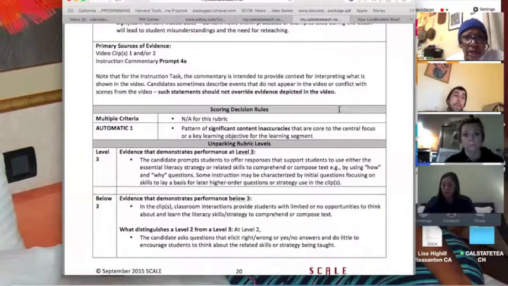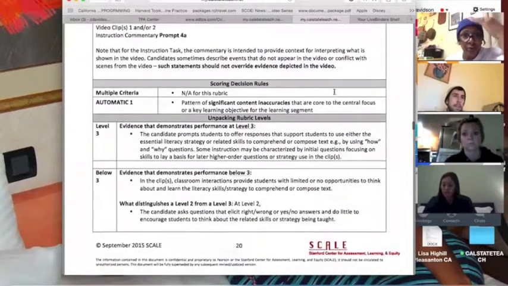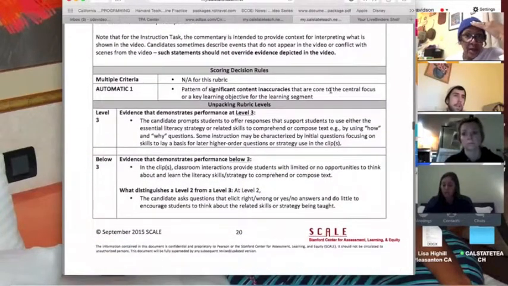I think, hold on, candidates sometimes describe events. Oh no, that part. If it doesn't show up, that's okay. But the video is really important. And then criteria. This tells you how they're going to score it.